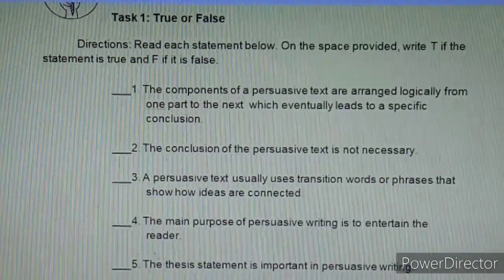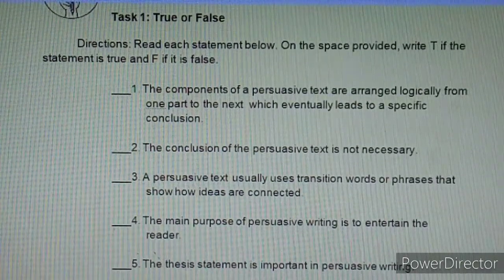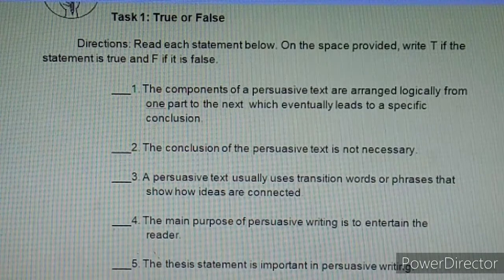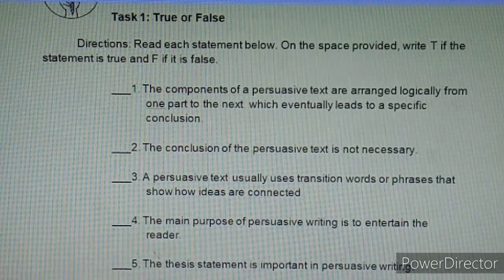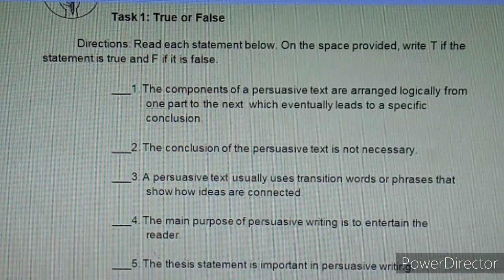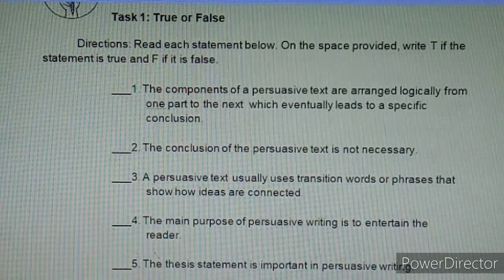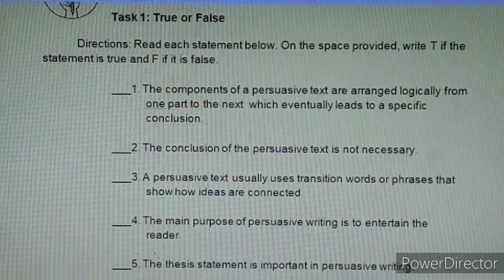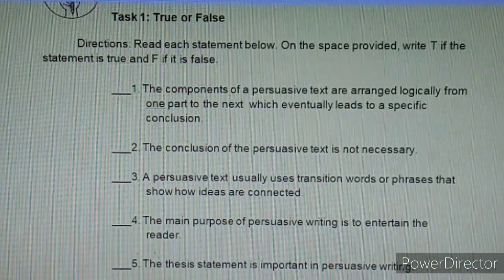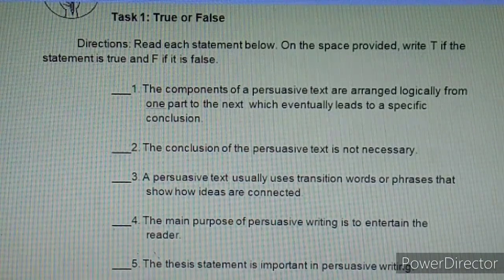Here is your first activity for Lesson 2, Task 1, which is entitled True or False. Here are the directions. Read each statement below on the space provided or in your answer sheet. Write T if the statement is true and F if it is false. Number 1. The components of a persuasive text are arranged logically from one part to the next, which eventually leads to a specific conclusion. What do you think? Is it true or false? The correct answer for number 1 is true.